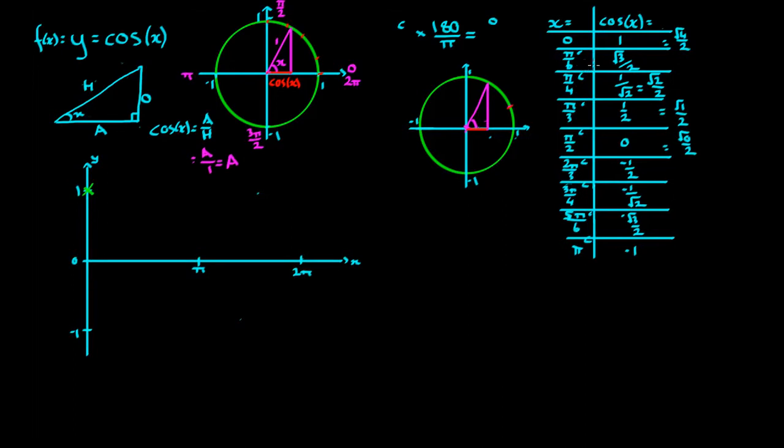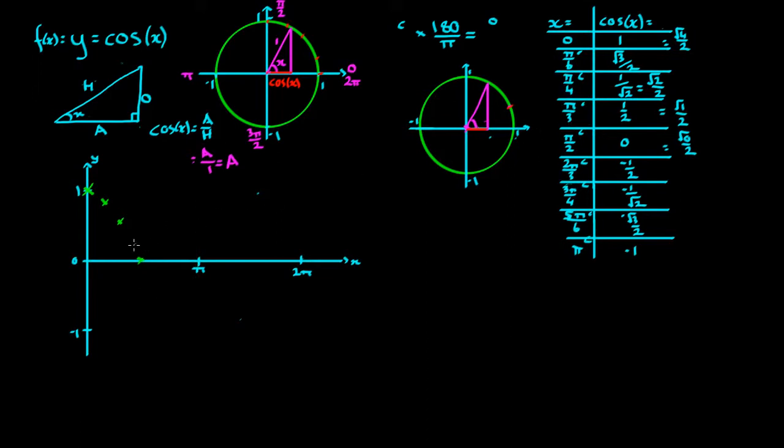x equals pi on 6, cos x equals root 3 on 2, which is about 0.86. I mark that in again here. x equals pi on 4, cos of x equals 1 on root 2. I can mark that in here. I'll just mark in x equals pi on 2, that's 0, and it's halfway between 0 and pi. This will help my graph with some accuracy.